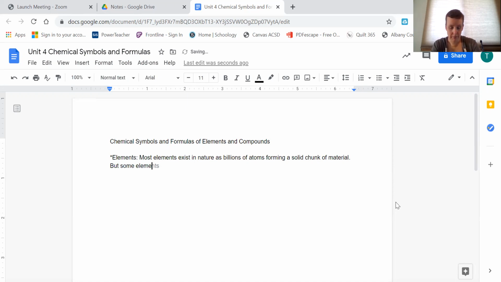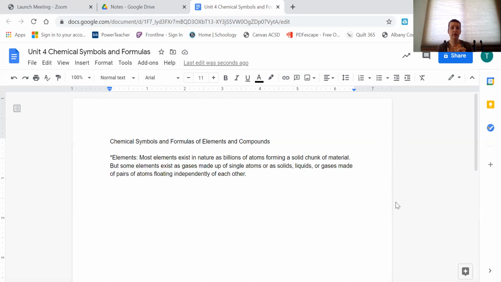But some elements exist as gases made up of single atoms, or as solids, liquids, or gases made of pairs of atoms floating independently of each other, okay? So when you look at a gas, for example, our air is mostly nitrogen and oxygen. Those two elements, nitrogen and oxygen, don't exist as single atoms floating around. They exist as little pairs that are bonded to each other, and then those pairs are floating around each other, okay? And there's liquids and solids that have that arrangement as well. Okay, and so we have some words for these.